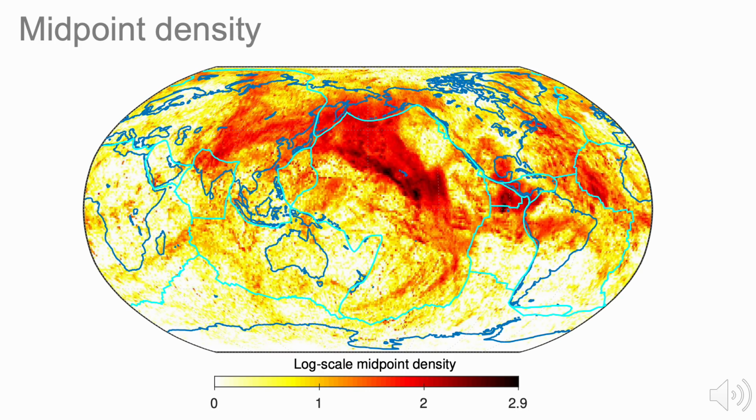We calculated the illumination map by counting the midpoints of source and receiver pairs we showed in the last slide. It is a good indicator for the final image quality. You may find that for different areas, the illumination is different. In the Hawaii area, we have very dense illumination, which guarantees that we can obtain a reliable image for this area.